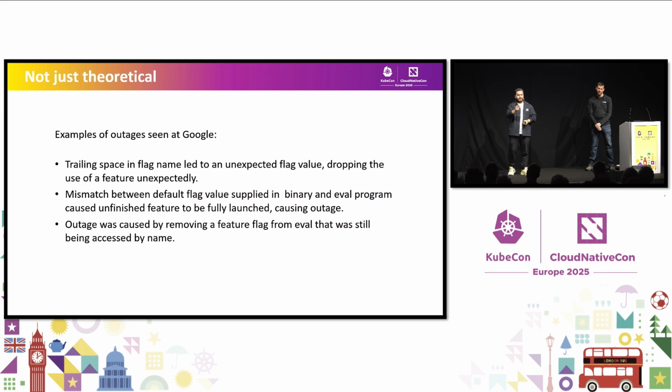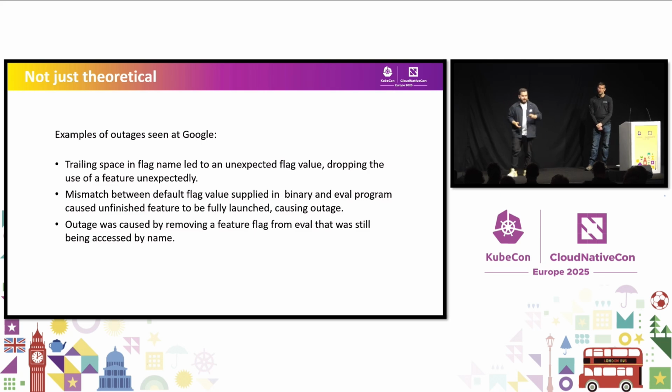So one time, somebody had a flag name and accidentally added a trailing white space. And that pretty much caused, as you've seen in the previous example a few slides back, an unexpected flag value, and that dropped the usage of a particular feature. And then there was a mismatch: somebody defined what the default should be in the code, but that didn't match the default in the flag management system. So overnight the feature was fully launched and there was an outage related to that.